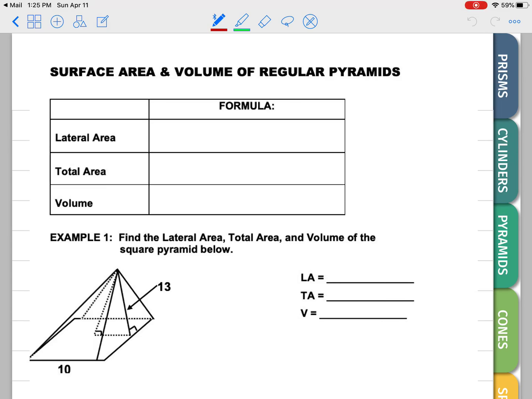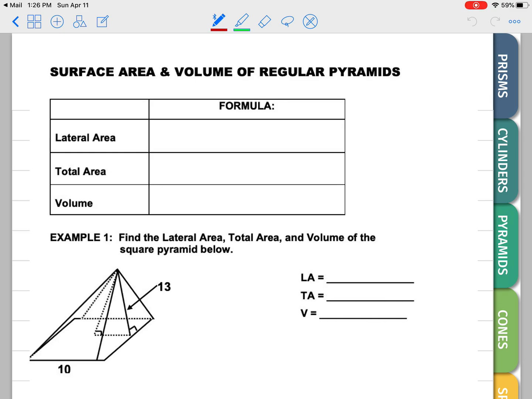Okay, let's look at how to find the surface area and volume of pyramids. So remember back from the warm-up, you have those parts of a pyramid that you have to think about that are a little different from the prisms and cylinders. So we have to take into consideration our slant height here. So the formula for lateral area, remember lateral is the area without the base. So if we look at the example 1, we're talking about the area of those 4 triangles.